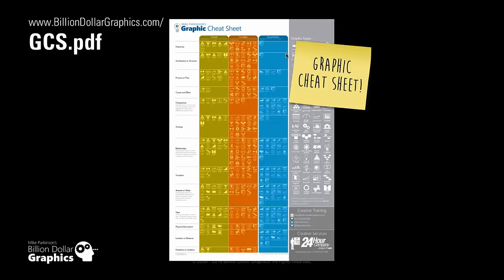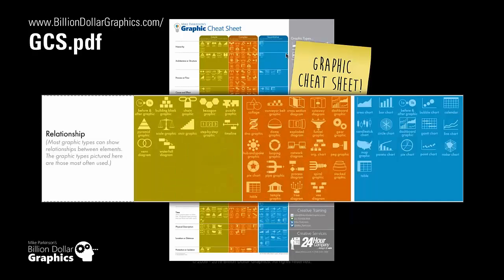But first, you should download a copy of the graphic cheat sheet. What the graphic cheat sheet does is it helps us pick the right graphic type for the right message. On the left side, we have every message you will ever encounter in an infographic at its core. And then you can pick from the yellow column, which are simple infographics, the orange column for more complex, and blue for quantitative amount and value.